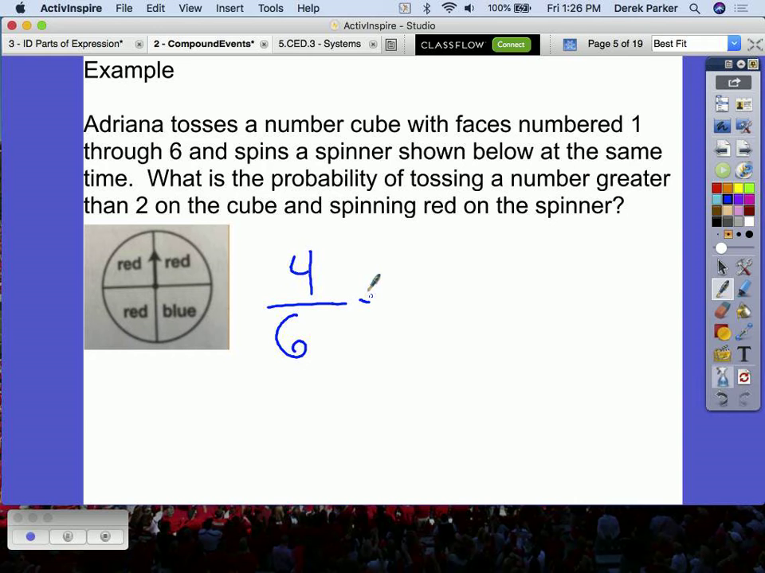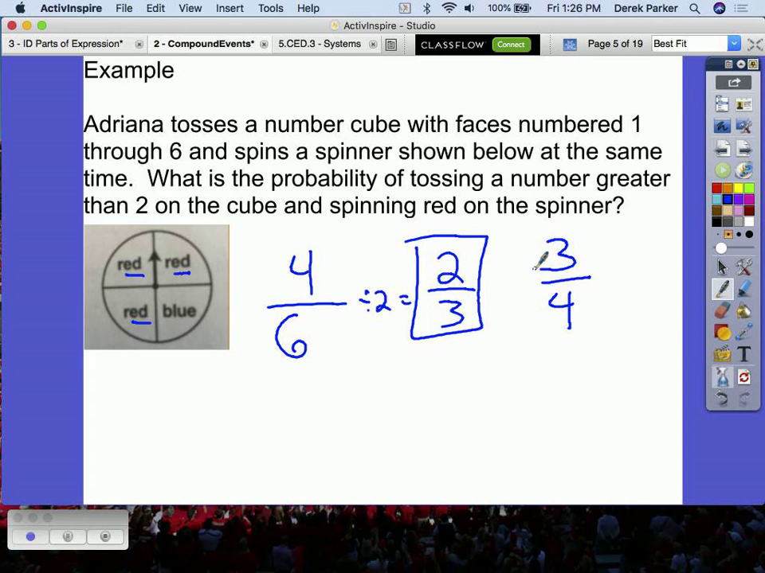Now I'm going to go ahead and simplify that, make it easier on us when we start to multiply. So the probability of tossing a number greater than 2 on a cube is 2/3. Now let's move to the second part of the problem. Spinning red on the spinner. The sample space is 4, so the denominator is 4. And then we count. 1, 2, 3. There are 3 red. So the probability is 3/4.